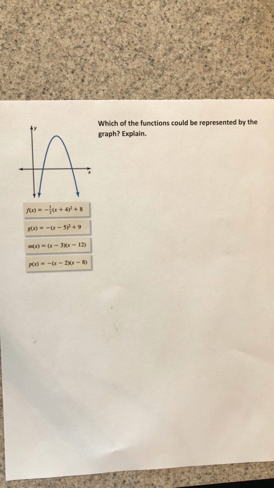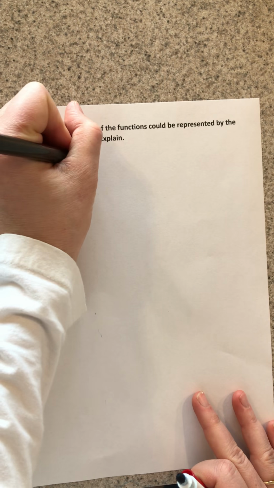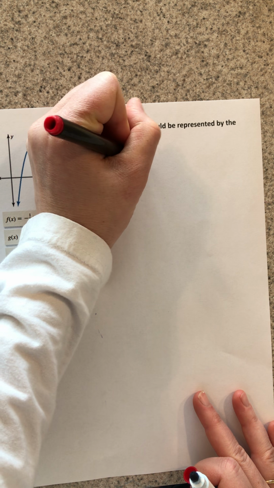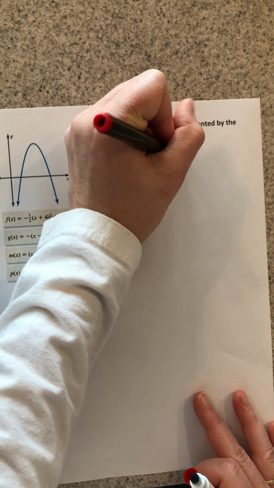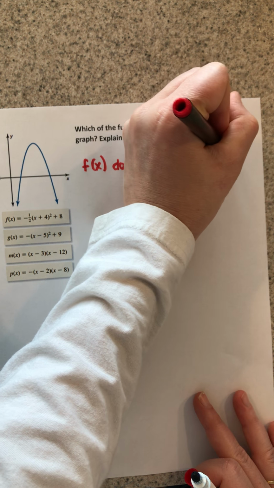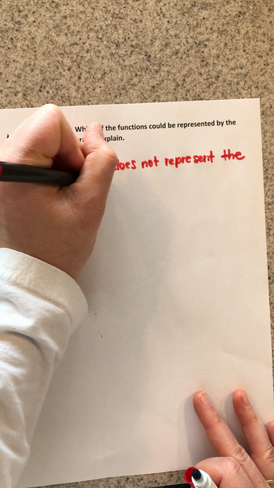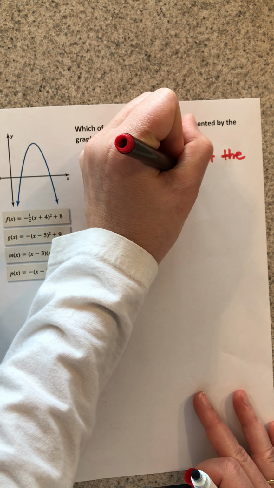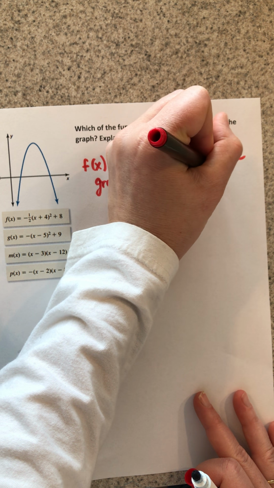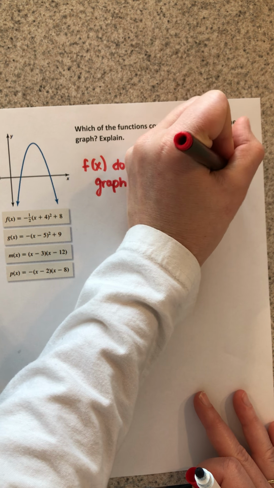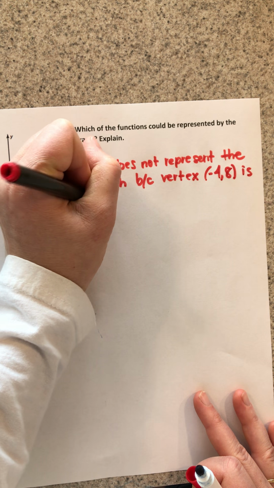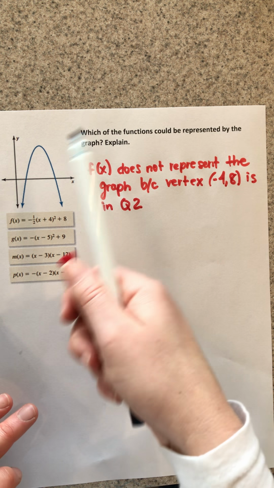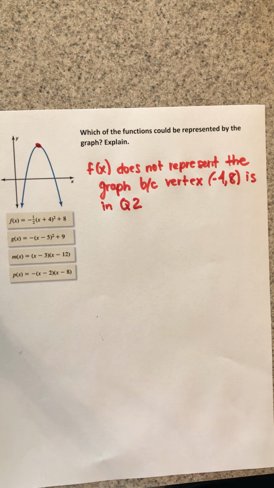So I would write f of x does not represent the graph because the vertex -4, 8 is in quadrant 2. Okay, whereas clearly seen on the picture, the vertex is located in quadrant 1.